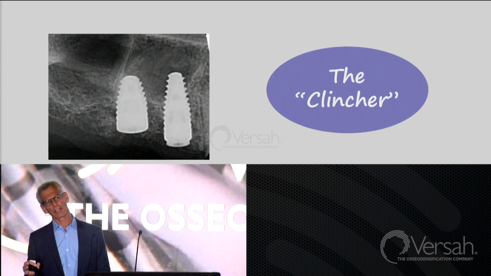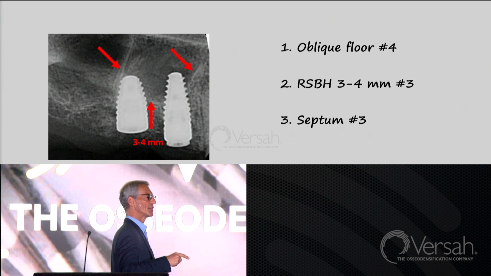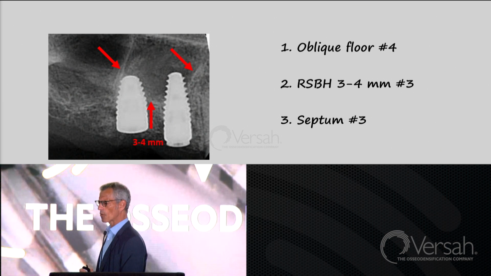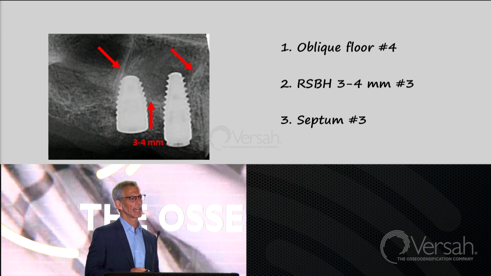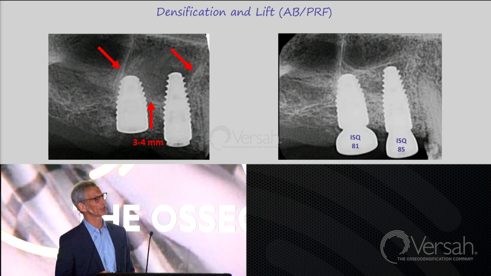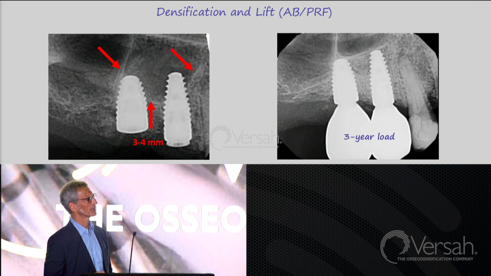But the clincher for me was this case. It had so many things going against it for an osteotome-mediated elevation. An oblique floor at number 4, only 3 to 4 millimeters of subantral bone, and a septum at site number 3. And with osseodensification, I was able to achieve this with subsequent restoration and 3-year load.